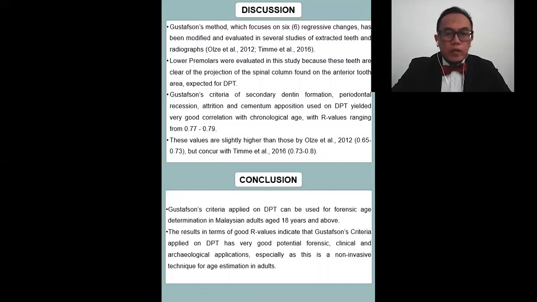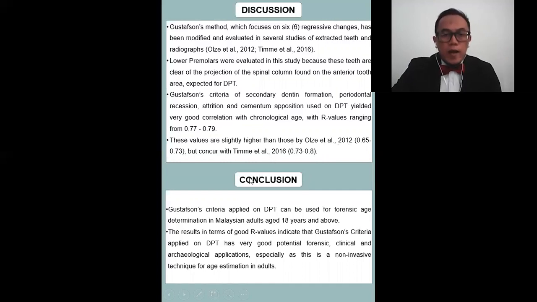Just now we found that R values range from 0.77 to 0.79. If we compare with previous studies, this value is slightly higher than that by Olze et al. in 2012, but concurs with Timme et al. in 2016 for the German people.